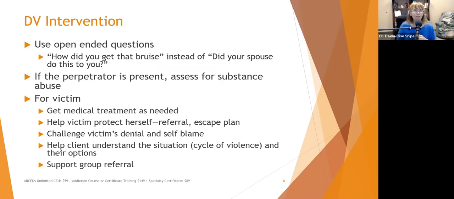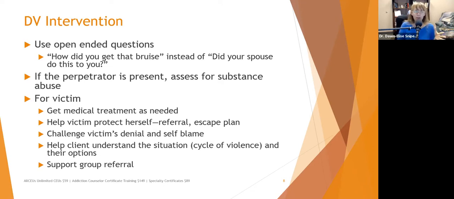When you're doing your assessment and your intervention, use open-ended questions. Instead of saying, "Did your spouse do this to you?" ask a question like, "How did you get that bruise?" Or, "Wow, it looks like you've got a lot of bruises right now. How did those happen?" Be curious, not accusatory. If the perpetrator is present, assess that person for substance abuse.